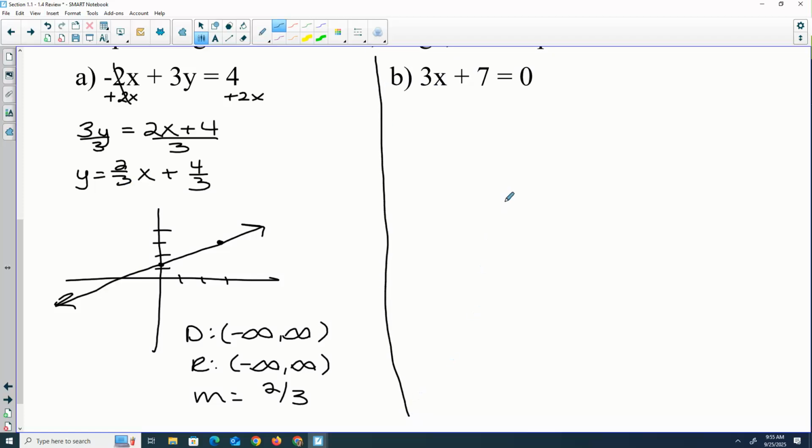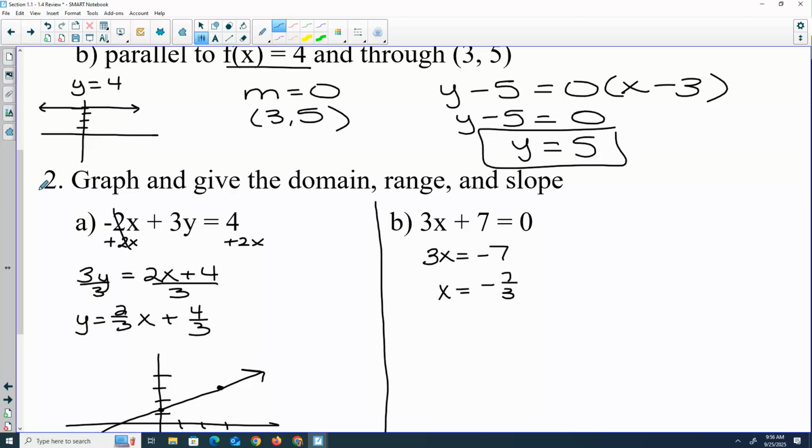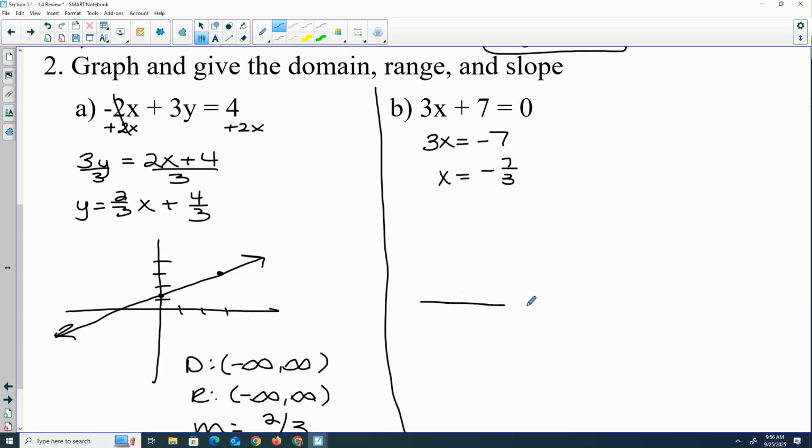What about b? What's different there? There's no y. So let's get the x by itself. So x is negative 7/3. If you have x equals a number, what does that graph look like? Vertical line. We did a y equals just a second ago, right? That was horizontal. x equals is a vertical line. Negative 7/3. So it's negative 2.